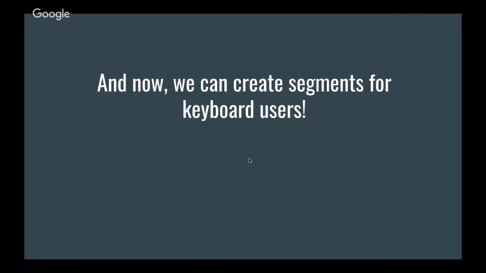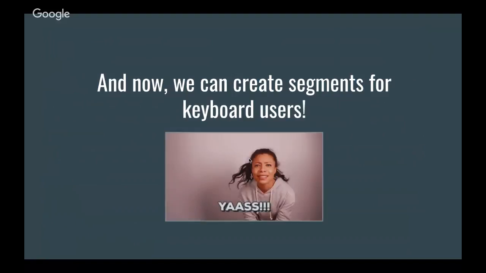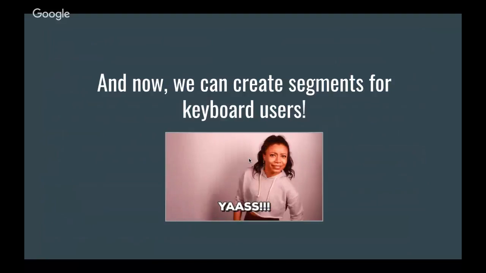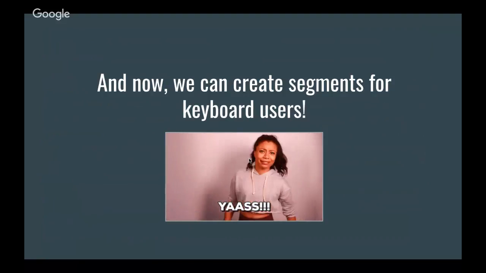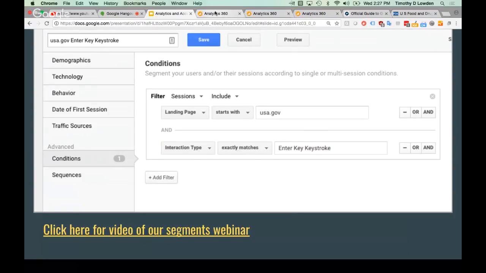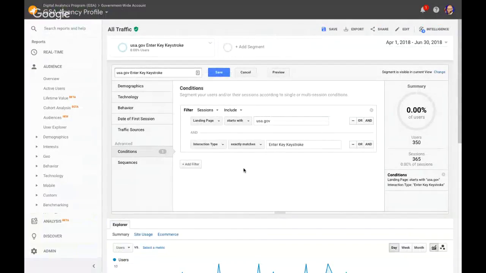And now, because of this custom dimension, if we have a bit more advanced understanding of how Google Analytics segments work, we can create segments for keyboard users. And this is really the yes moment, because when we can create segments for keyboard users, we can apply that segment just like a mobile segment for mobile visits coming from mobile devices, and you can see the behavior of that particular audience. So this is how you do it, and I'm going to show you in our interface here.